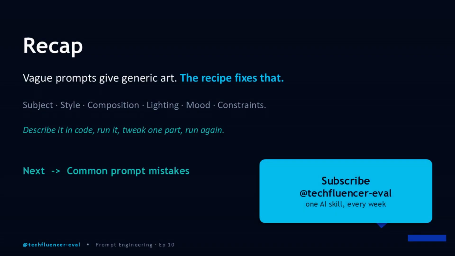So let us bring it home. Vague prompts give you generic art. The recipe fixes that every time. Subject, style, composition, lighting, mood, and constraints. Describe it in code, run it, change one part, run it again. That is the whole craft.